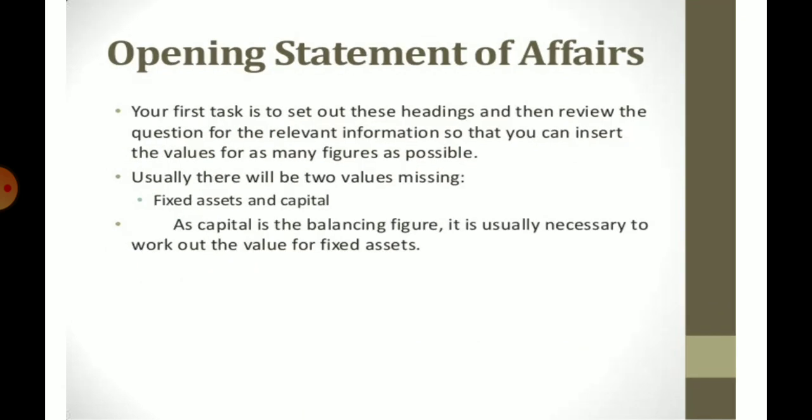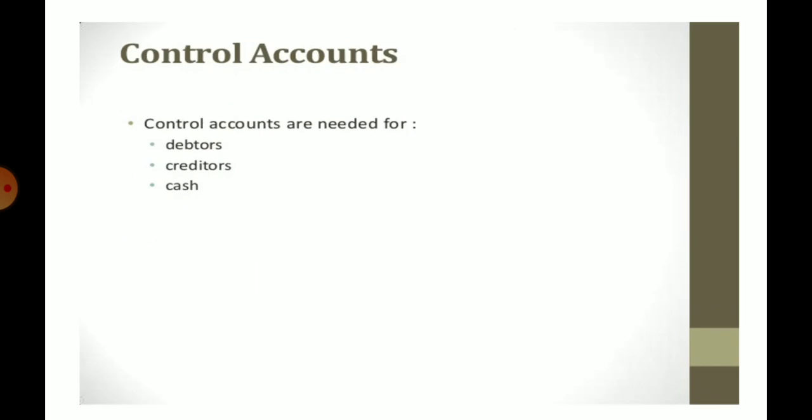Okay, opening statement of affairs. Your first task is to set out these headings and then review the question for relevant information so that you can insert the values for as many figures as possible. Usually there are two values missing, fixed assets and the capital. As capital is a balancing figure, it is usually necessary to work out the value of fixed assets.